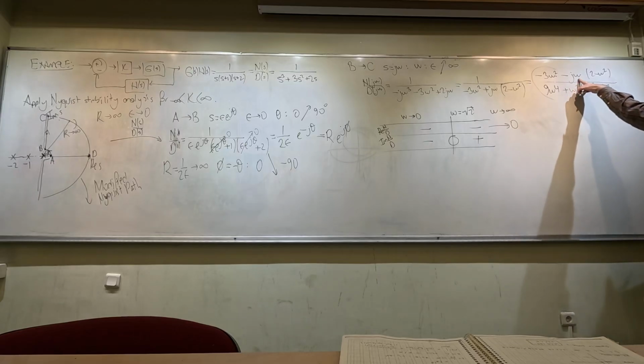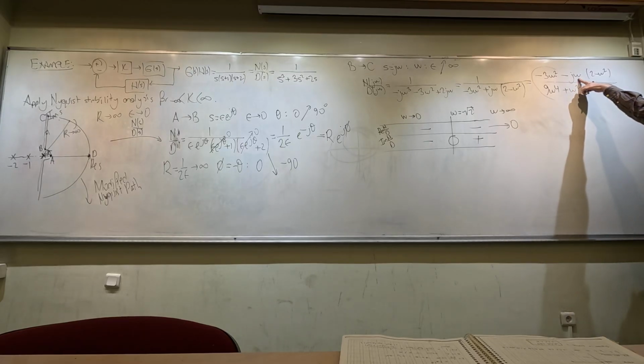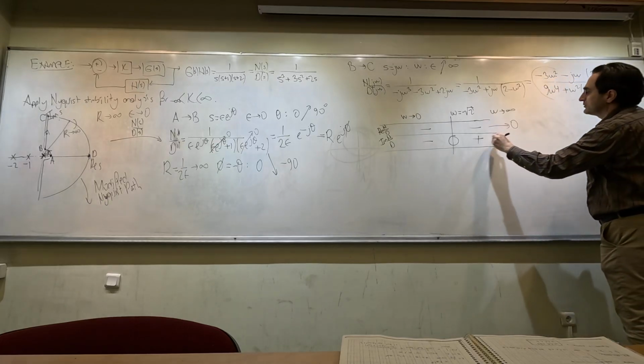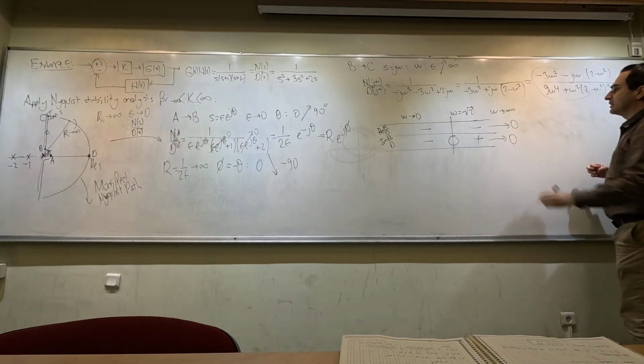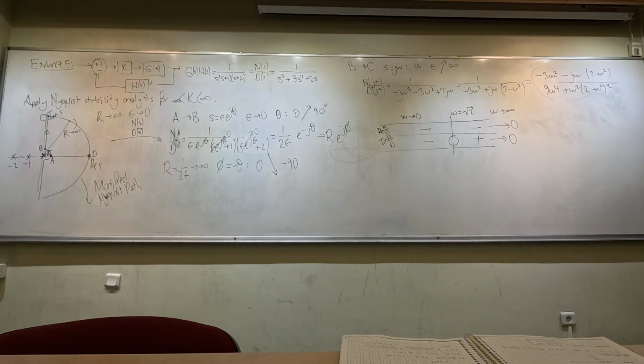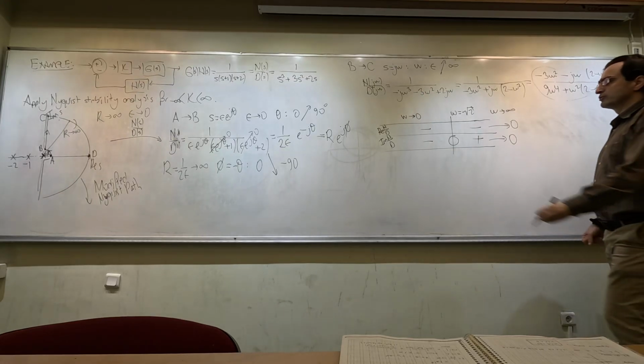And what about the highest power of omega in the imaginary part numerator? It is cubic power, so it is going to be smaller than the 6th power. That means that this is going to go to 0 as well. So now I will concentrate on omega going to 0.